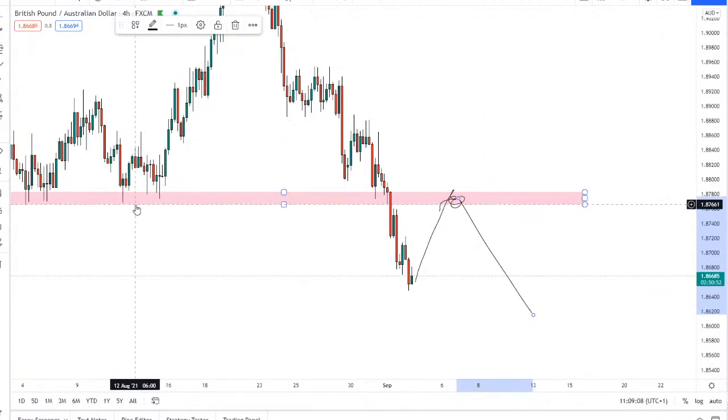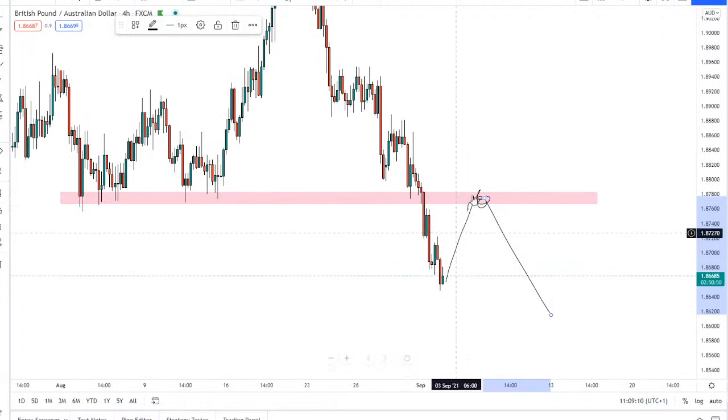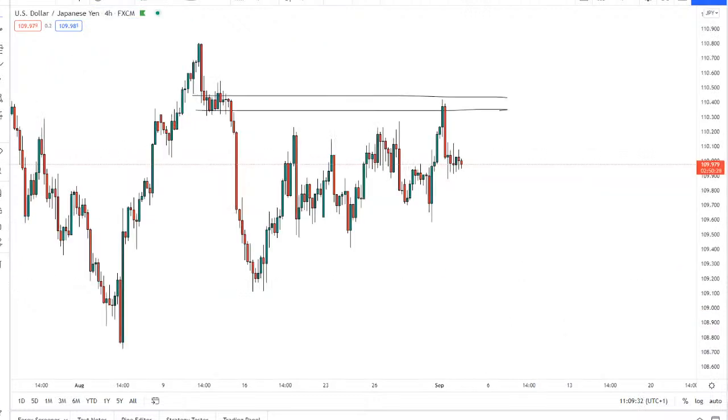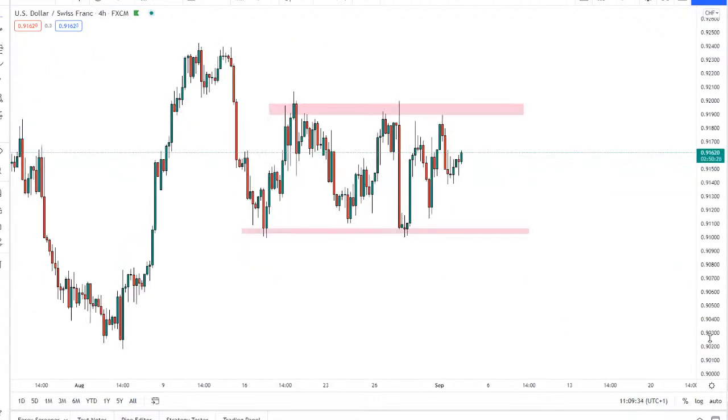To take it further to the downside, but I'm not too sure we'll get that much of a pullback before this week closes, because this is the 4H time frame. Again, we've only got so many hours left of this week before it does close. But yeah, that's what I would be looking for. USD JPY, USD CHF, not looking for much.